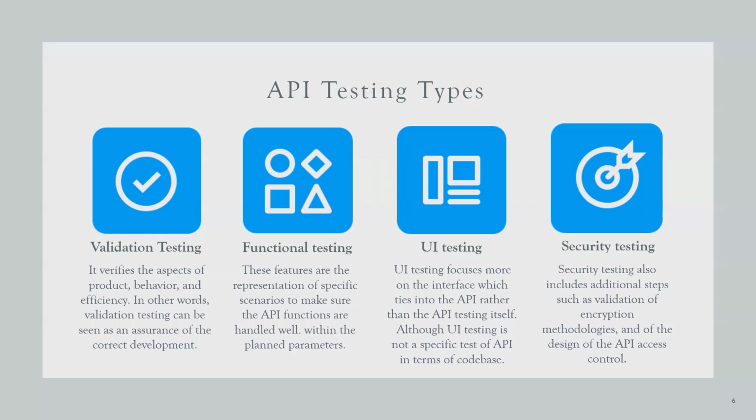Generally, security testing is a very important part, which includes additional steps such as validation of encryption methodologies and of the design of API access control. Then authentication and authorization play a very important role. The person who is authorized, only that person has access to the required data. If that person is not authorized, then definitely he or she won't be able to get a response correctly.